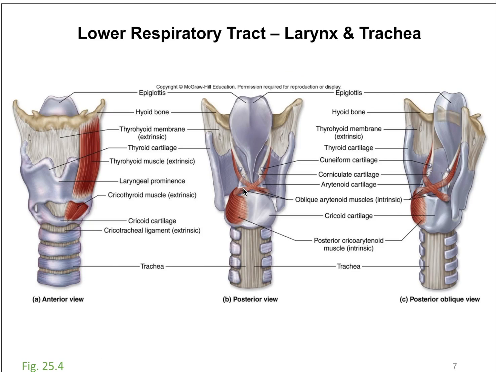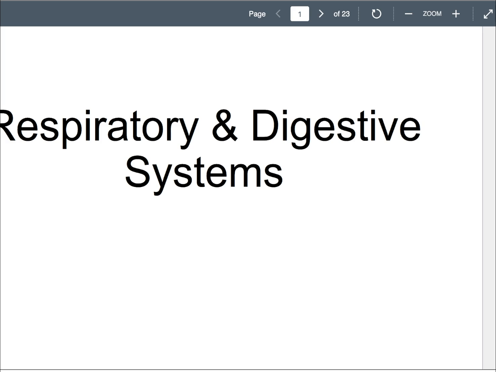You need to know these little cartilages in the back. This cartilage right here, and I'll see if I can find a picture that doesn't have the muscle in it, is called the arytenoid cartilage. And there is a little horn-shaped cartilage on top of it, which is called the corniculate cartilage. So let me switch PowerPoints here and see if I can find a better picture. So this is my PowerPoint.